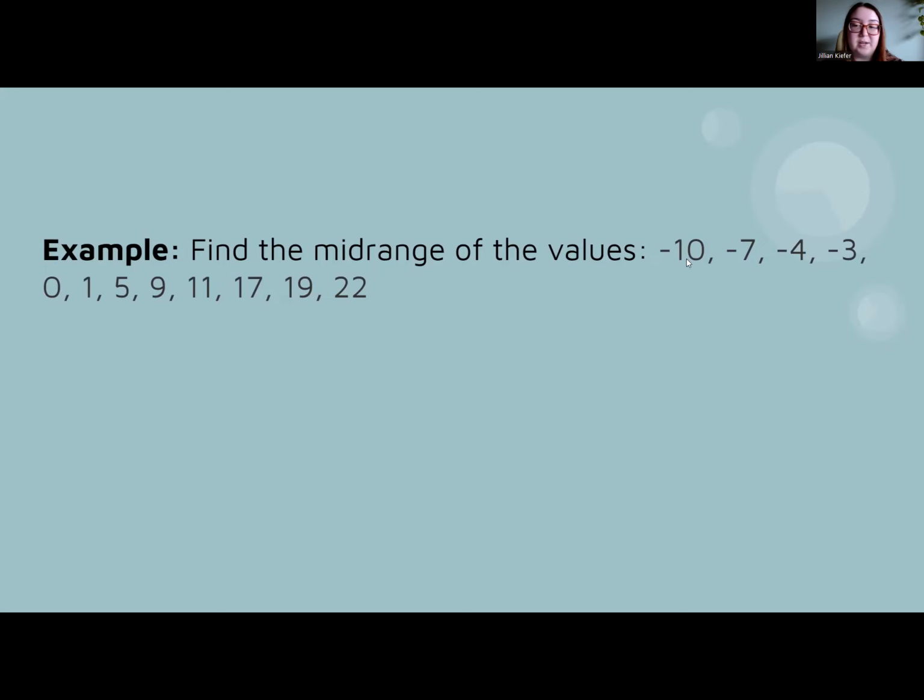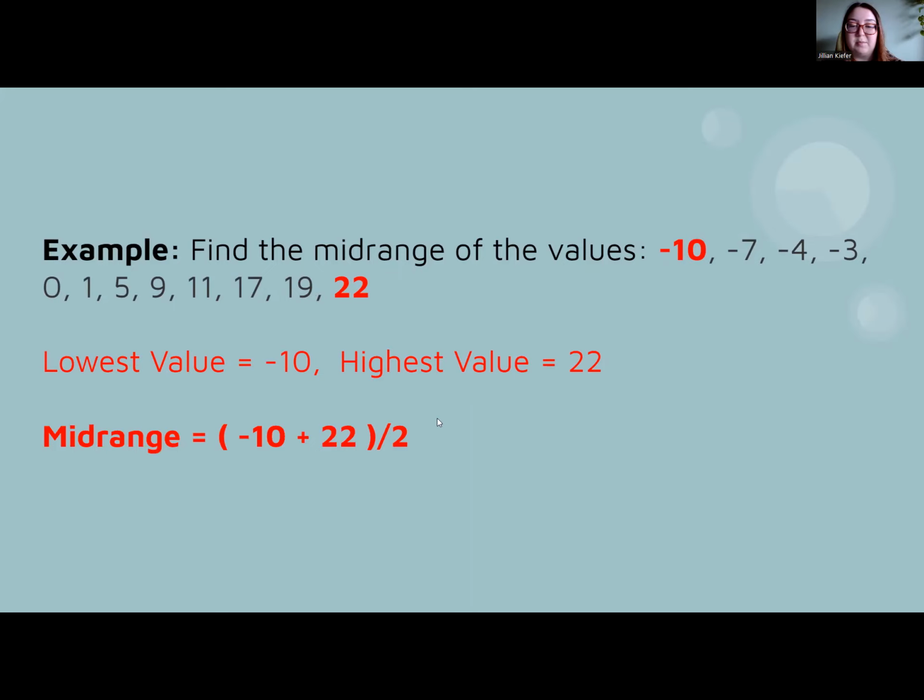So in this case, it's already in order, so we already know the lowest value is -10 and the highest value is 22. So since we know what the lowest value and the highest value will be, we'll add those together, divide by 2 to get the mid-range. So we'll have -10 plus 22 over 2. -10 plus 22 is 12, and 12 divided by 2 is 6. So 6 was our mid-range.